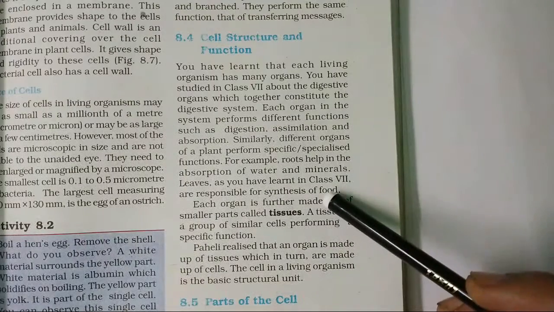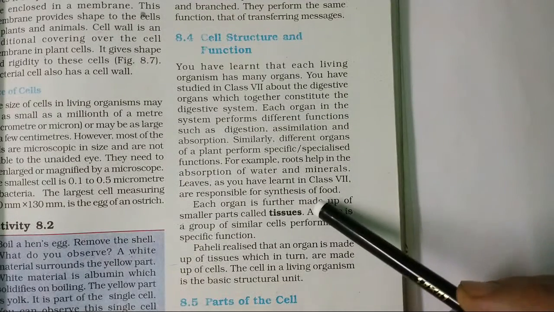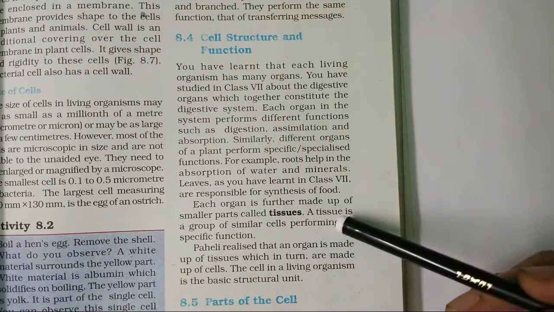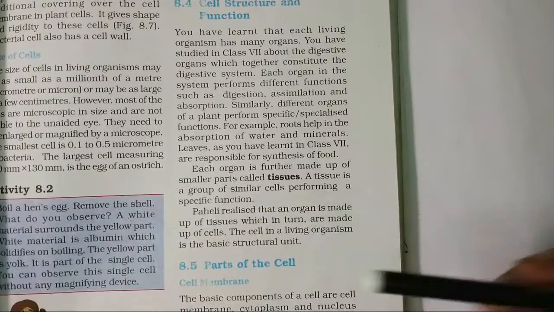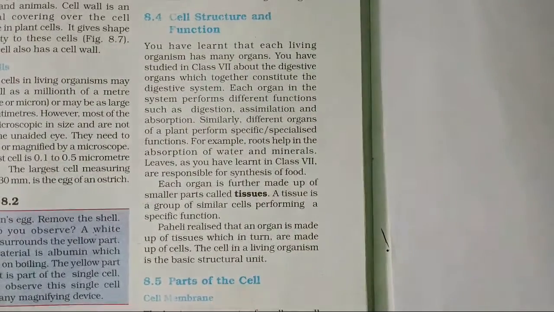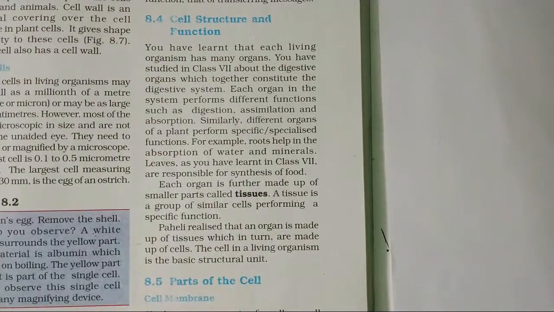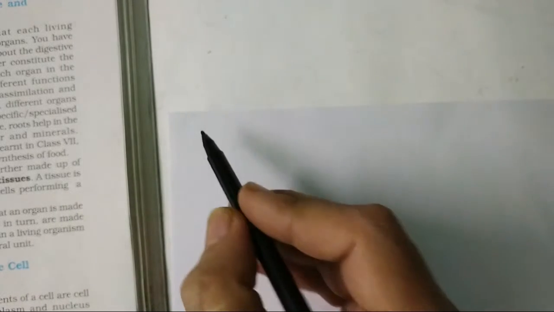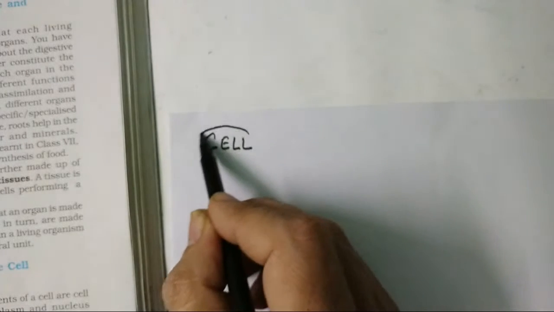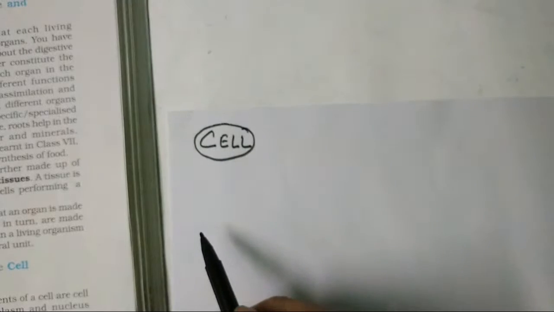Leaves, as you have learned in class 7, are responsible for food synthesis, for making of food. Each organ is further made up of small parts called tissues. So if we study the structure, we can say that every organism is made up of cells. If you say that there is a cell, this is the smallest part of any organism.